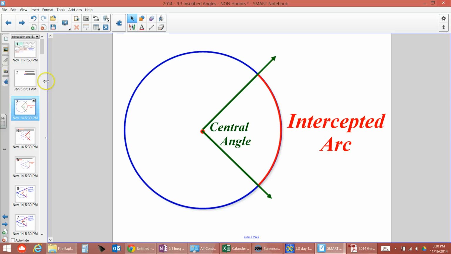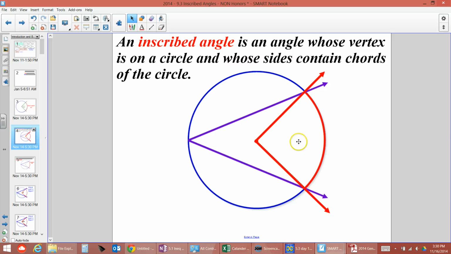We learned this last time. We have the central angle, which uses the center of a circle, and the arc that it covers is called the intercepted arc. Now, if I move the angle from the center to another point on the circle, some very interesting things happen. We call this an inscribed angle, mainly because the angle is inscribed by the circle. We were talking about circumscribed versus inscribed. This is an inscribed angle, and it covers the same arc.